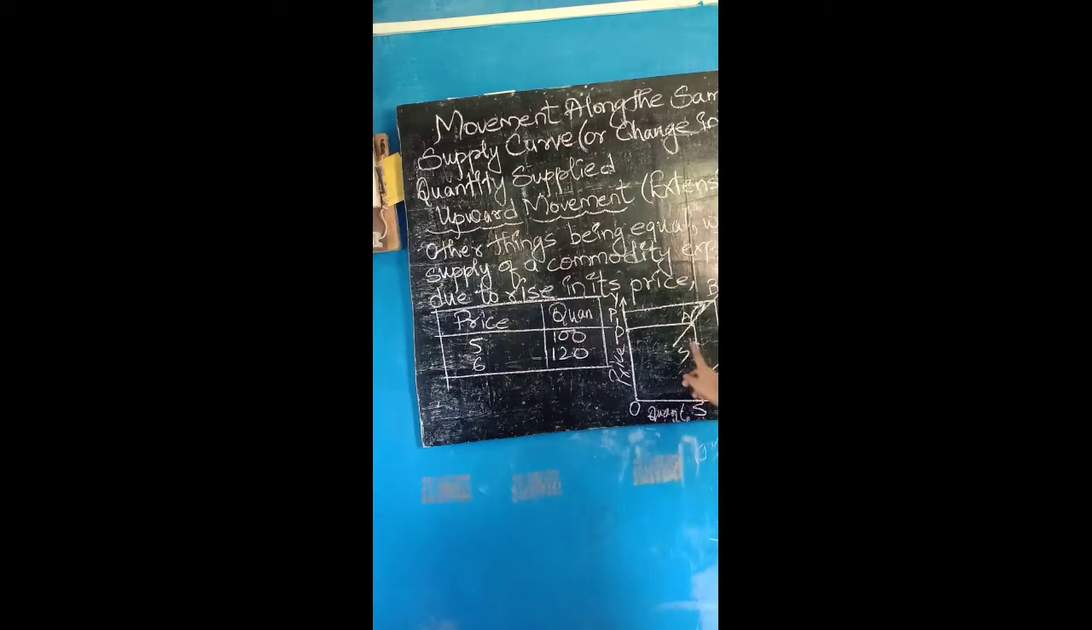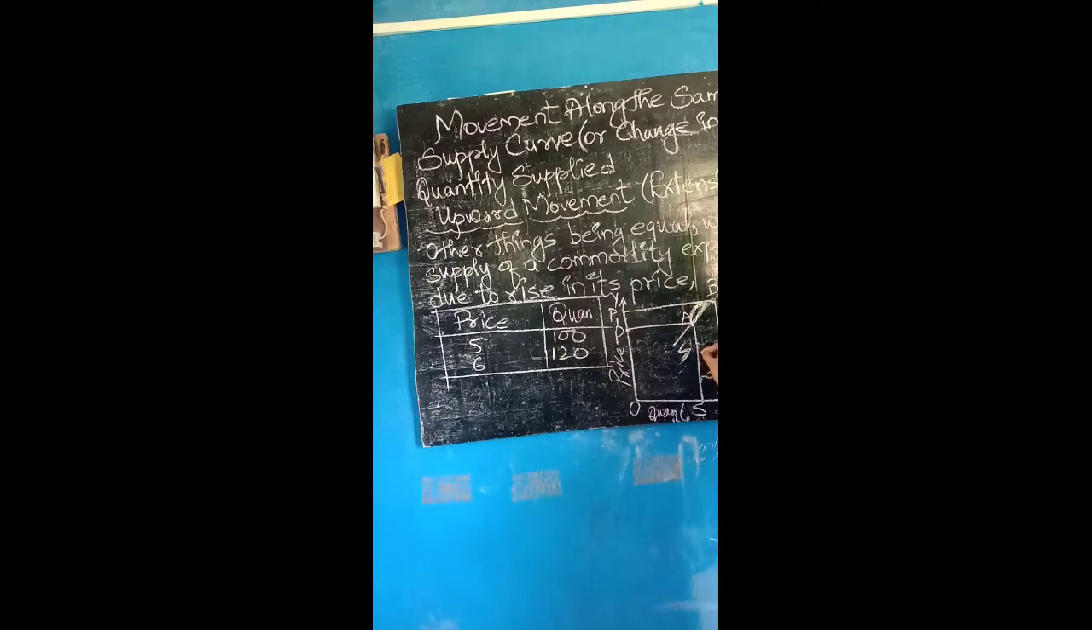The supply curve, see here, it is moving upward. You see the arrow, from OP to OP1 it is moving upward. From point A, the supply curve is going to point B, which means it is moving upward, and it is denoted by SS, the supply curve.